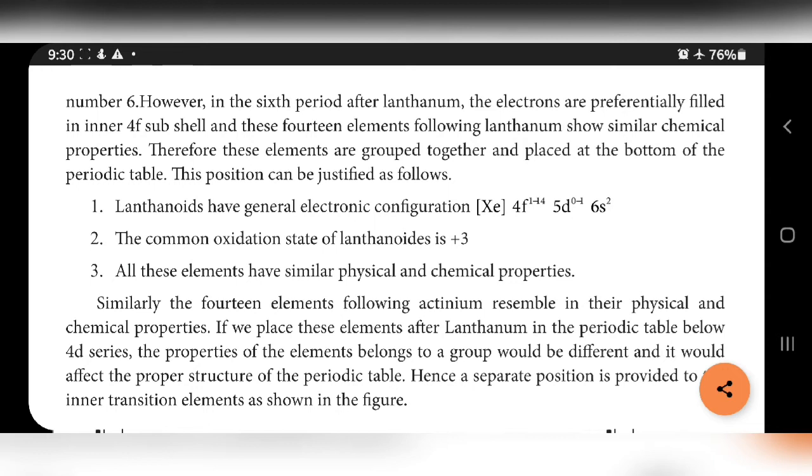The 14 elements after lanthanum all have similar chemical properties, so they are grouped together and placed at the bottom of the periodic table. This position can be justified as follows.